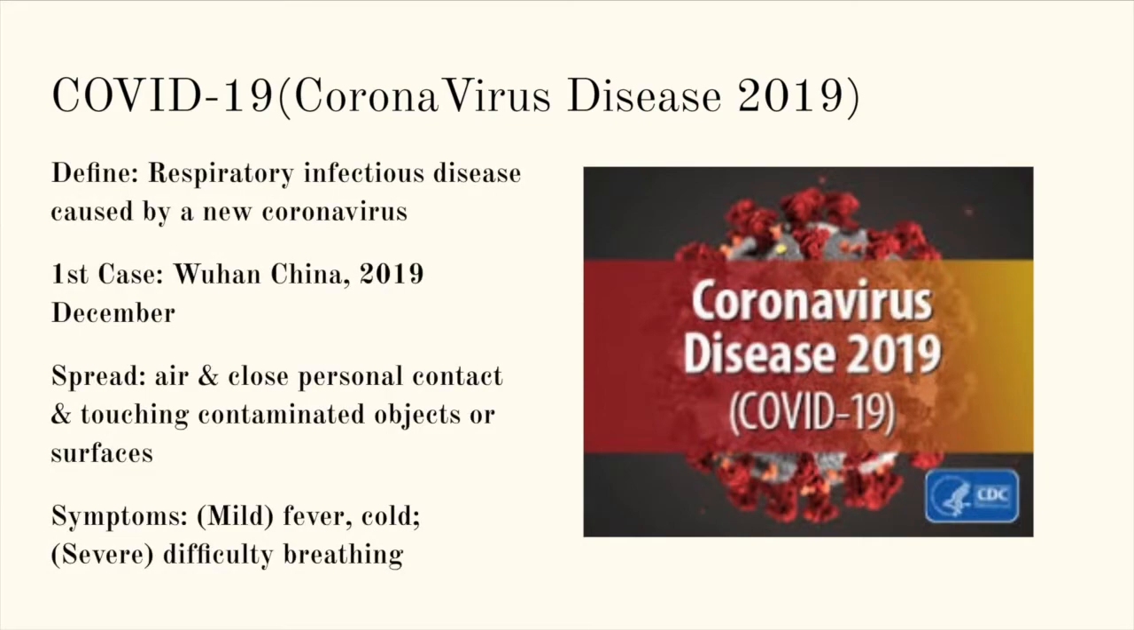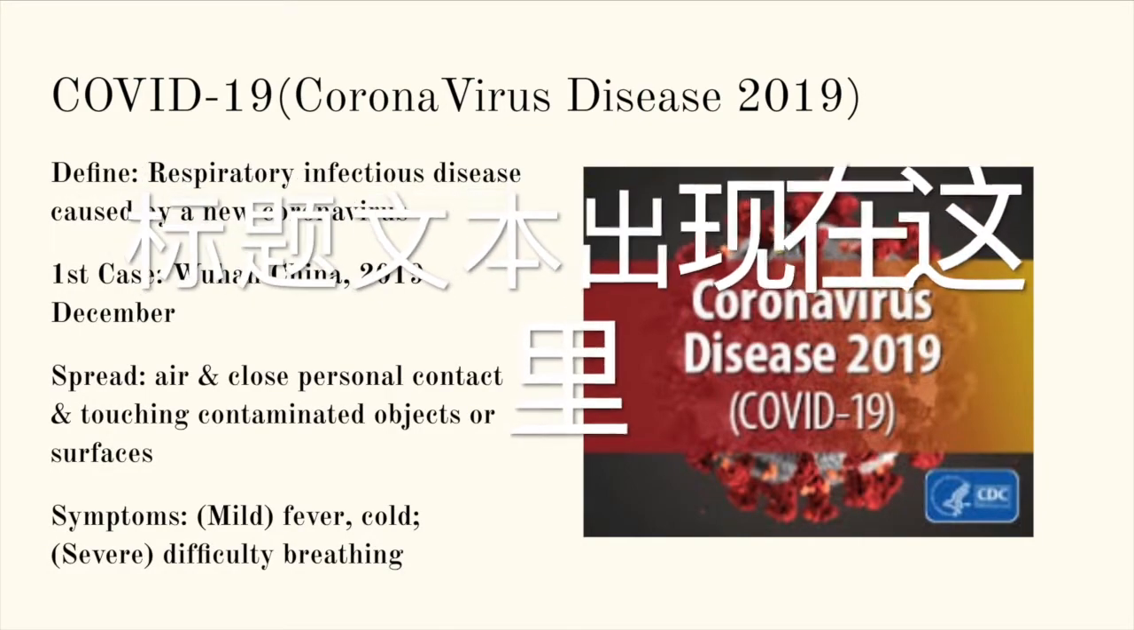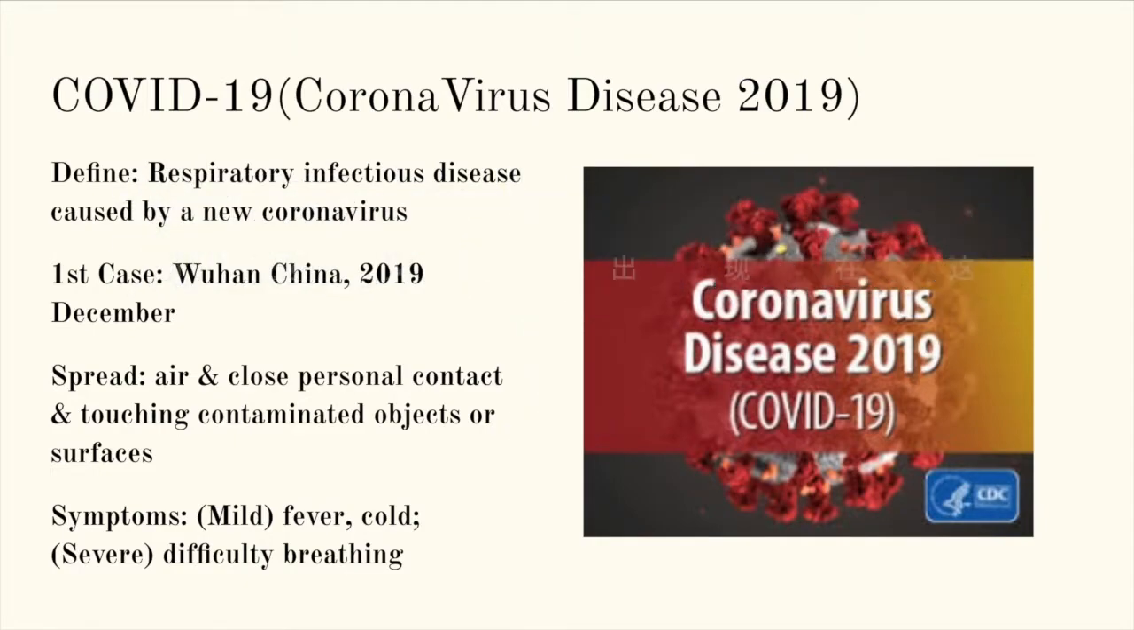COVID-19 is a respiratory infectious disease caused by a new coronavirus. The first case was found in Wuhan, China in December 2019. It was thought to spread through the air, by close personal contact, or by touching contaminated objects or surfaces. People with COVID-19 have a wide range of symptoms, ranging from mild symptoms such as fever and cold to severe illnesses including difficulty breathing.